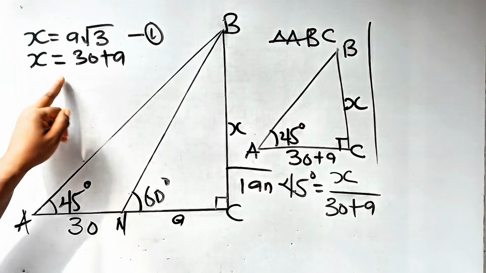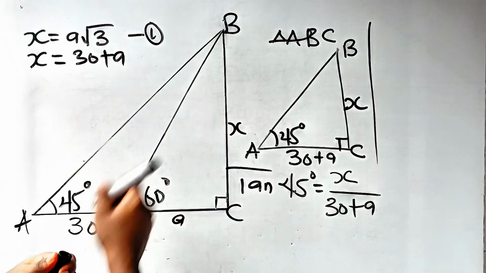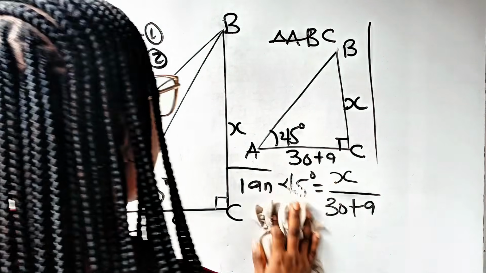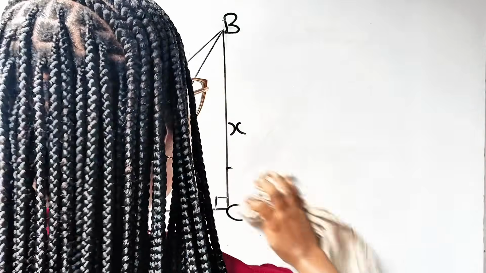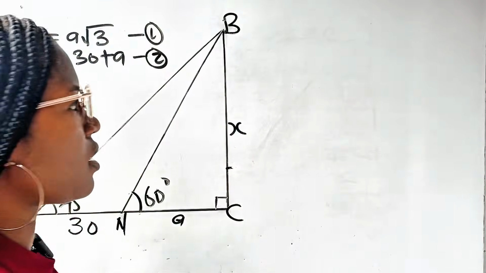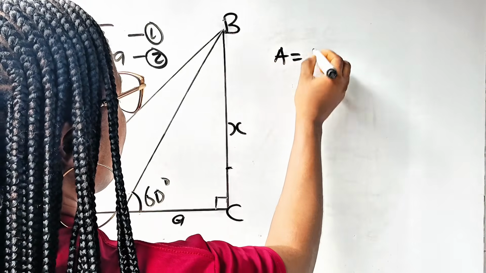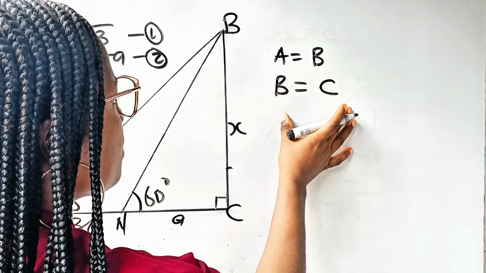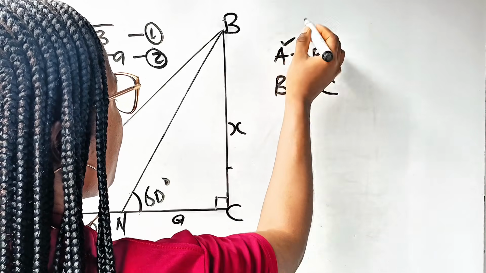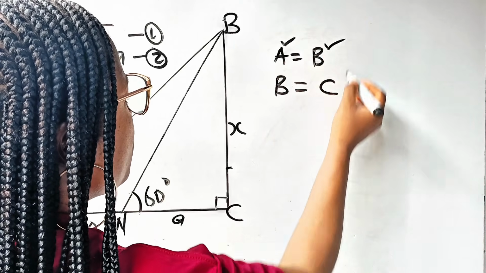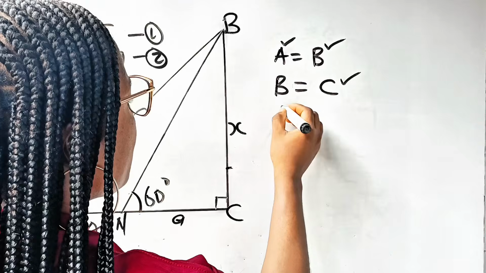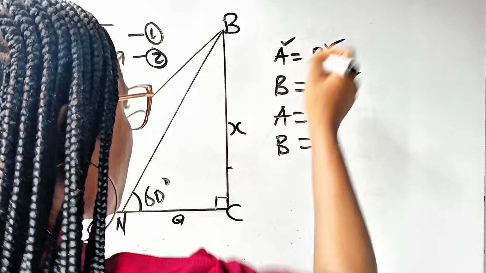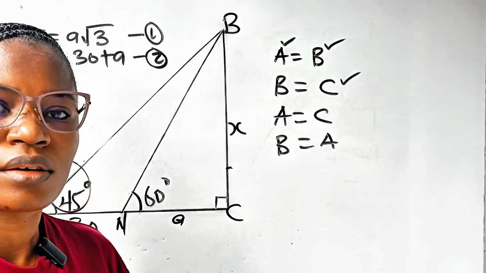So now we have x is also equal to 30 plus A. Now, remember that if we say that A is equal to B and that B is equal to C, then we can still say that A is equal to B, which is equal to C. So these three things can be equal to each other, okay?